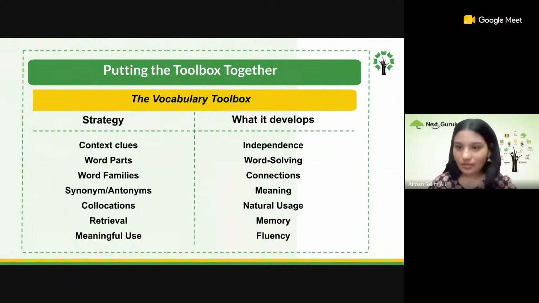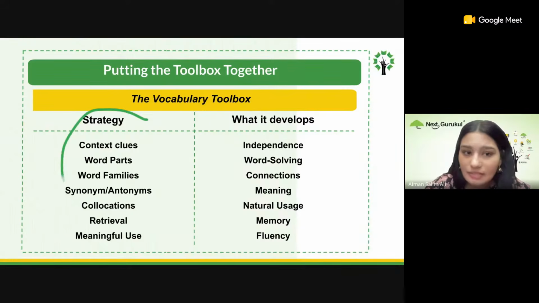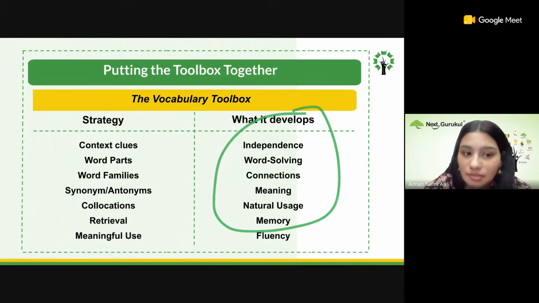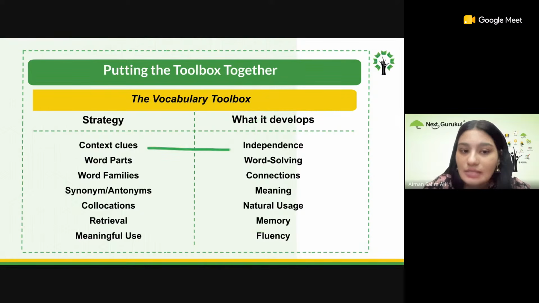So we are done with all the 7 strategies. And here I have a list of all the strategies and what each develops in our students, right? So context clues, they always help develop independence.